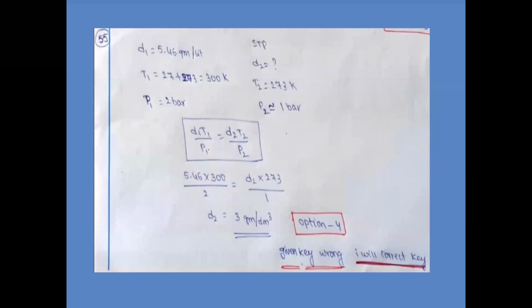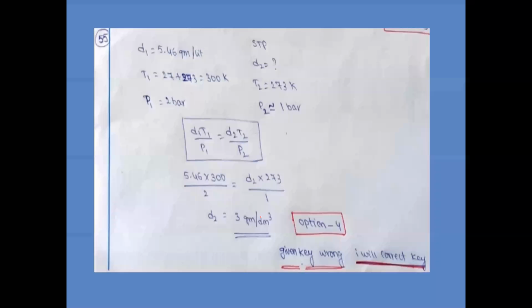Okay. Next, what is the formula? D1 T1 by P1. We know that density and temperature are inversely proportional. Density and pressure are directly proportional. Therefore, we get the formula D1 T1 by P1 is equal to D2 T2 by P2. On applying, we get D2 is equal to 3 gram per decimeter cube, means 3 grams per liter.